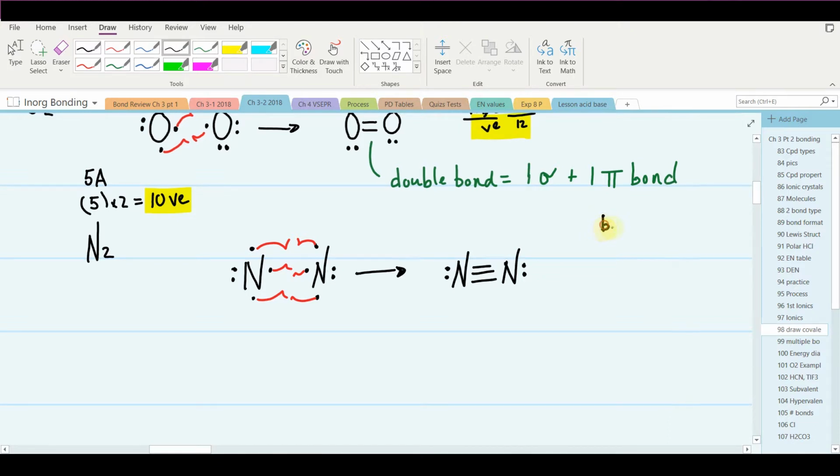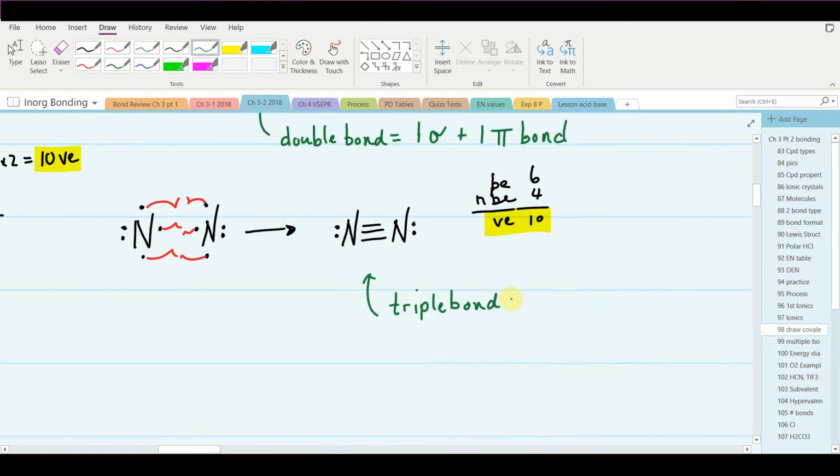So bonded electrons plus non-bonded electrons together make valence electrons. So we have 6 bonded electrons and 4 non-bonded for a total of 10. Right. This is a triple bond. A triple bond is made of 1 sigma and 2 pi bonds. Only 2 elements on the periodic table can form stable triple bonds, carbon and nitrogen.